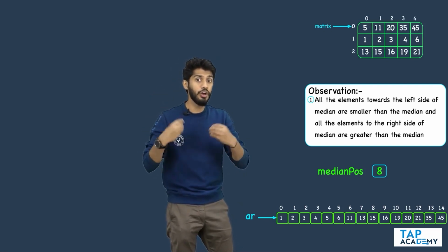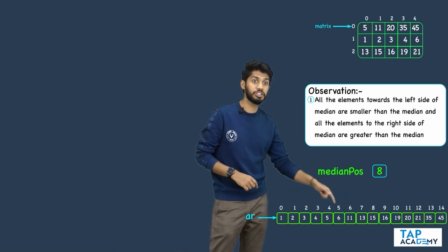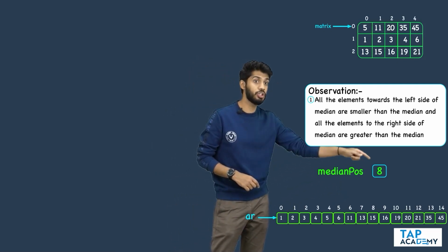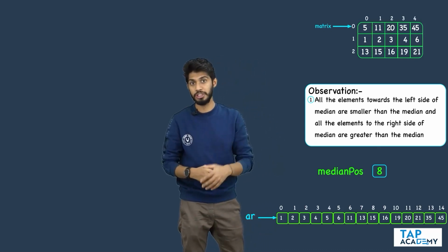And every time, I will pick a number and check how many elements are less than or equal to it in this array. If the count is equal to this, then that's my median position. If you have not understood, I will explain step by step.